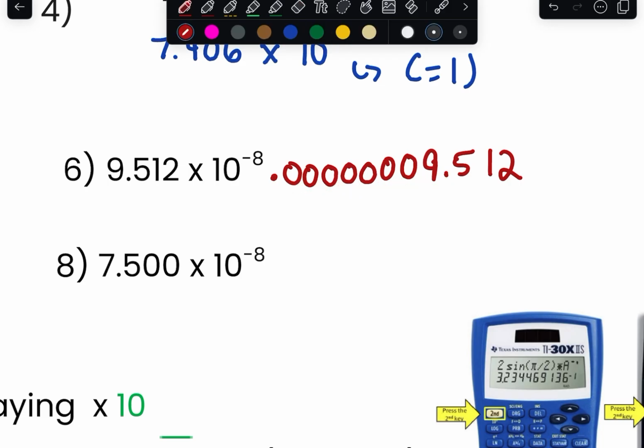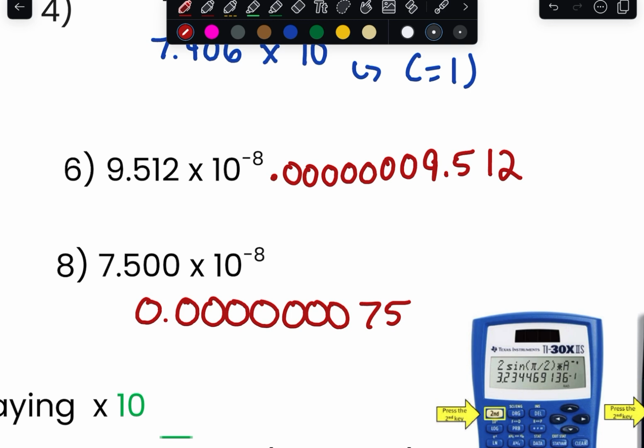All right, same thing over here. Same deal. You can try this one on your own. This one will come out to be 1, 2, 3, 4, 5, 6, 7, 7, 5. Woo! That is a big one.